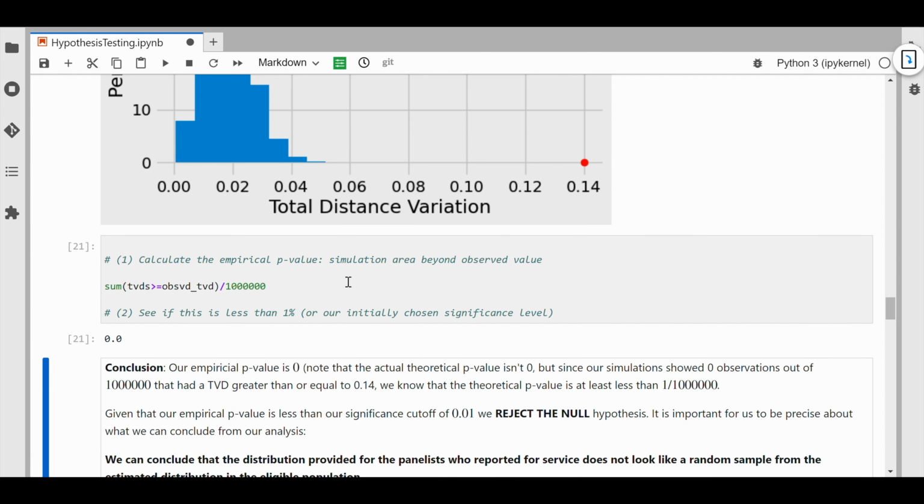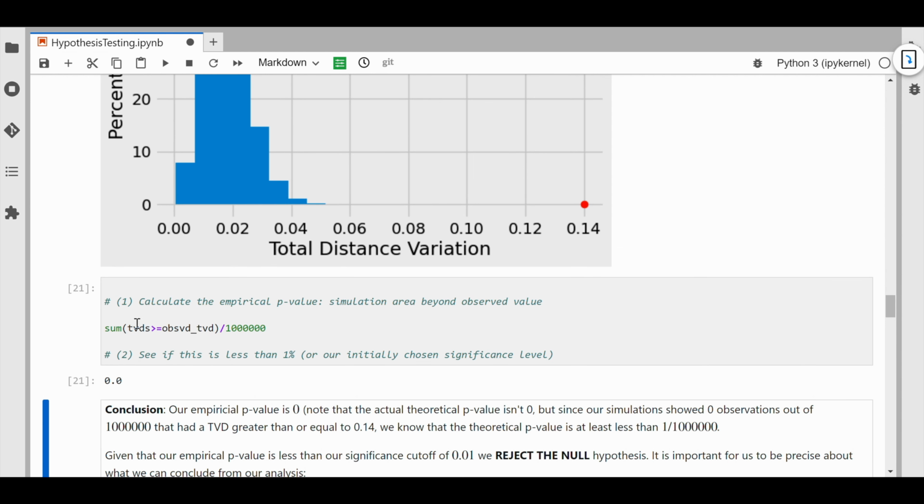And we see 0. 0 out of 1,000,000. So we know for sure, again, your p-value and the theoretical p-value will never be exactly 0. We just know right now it's less than 1 in 1,000,000. So it's definitely less than 1 in 100. It's definitely less than our significance cutoff of 0.01.